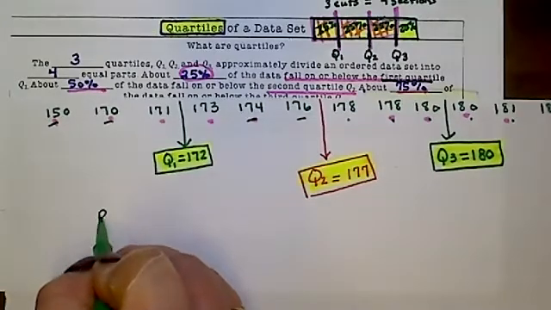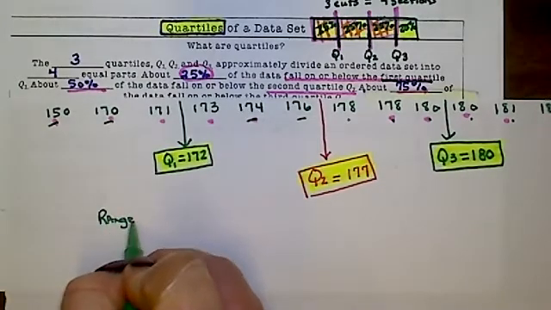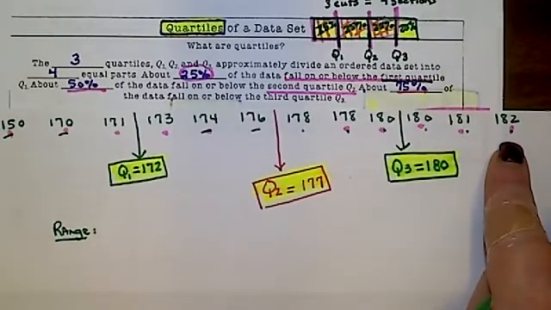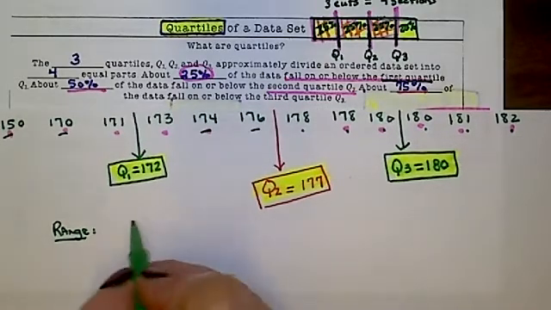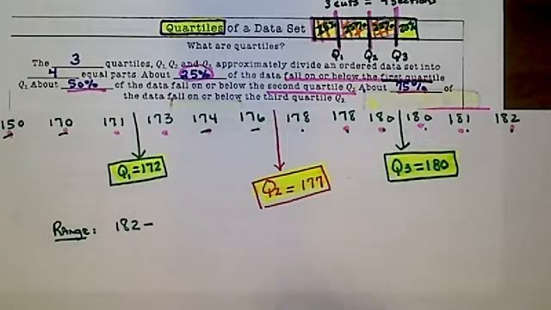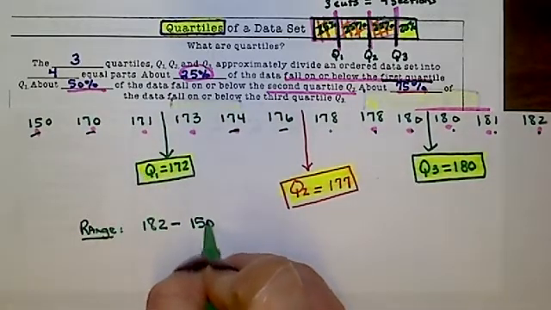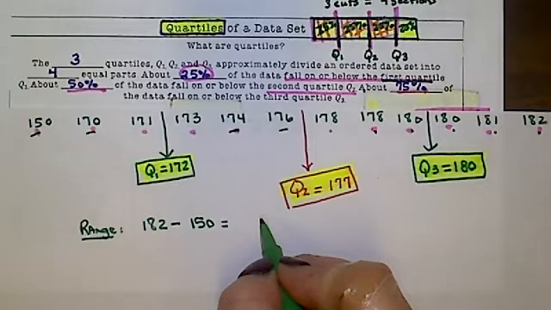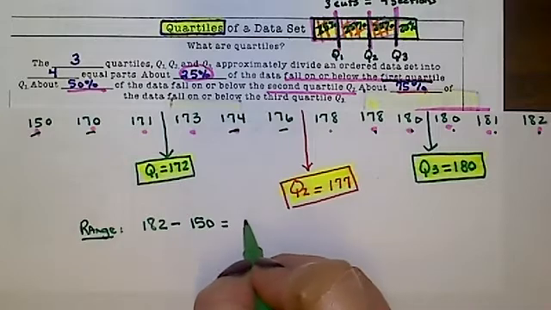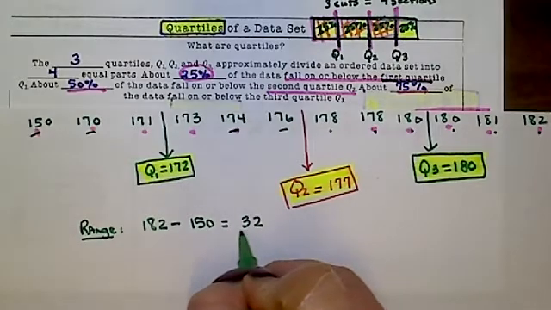Now, if I want to find the range of the data, I would do the upper extreme, which is my highest value, minus my lower extreme, which is 150. So my range, if I subtract those, would be 32.